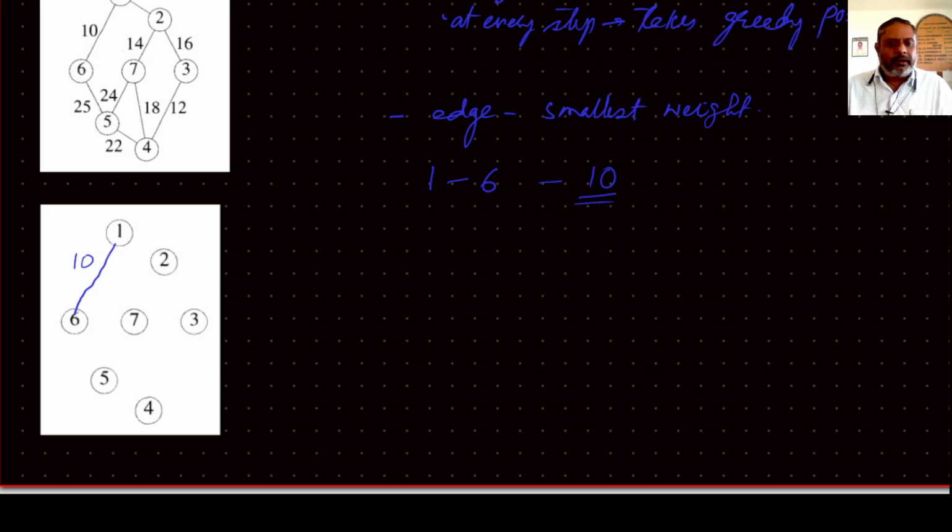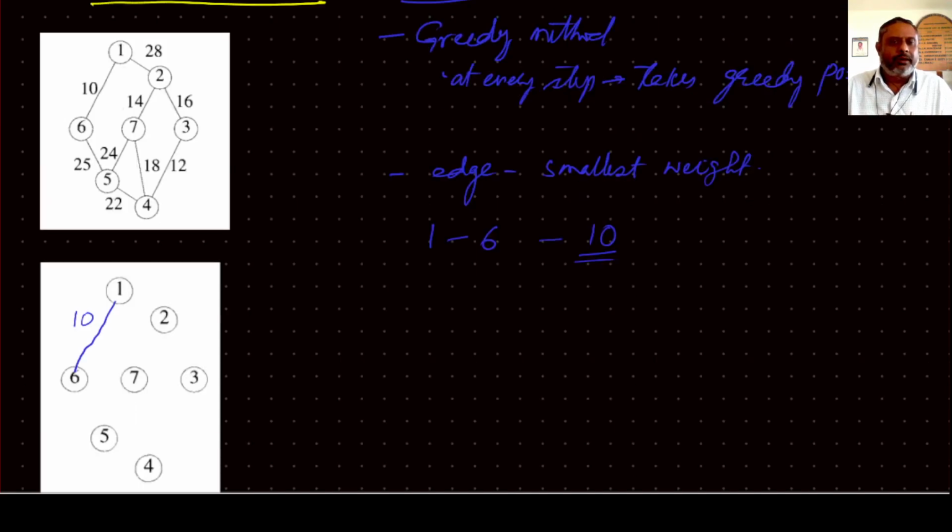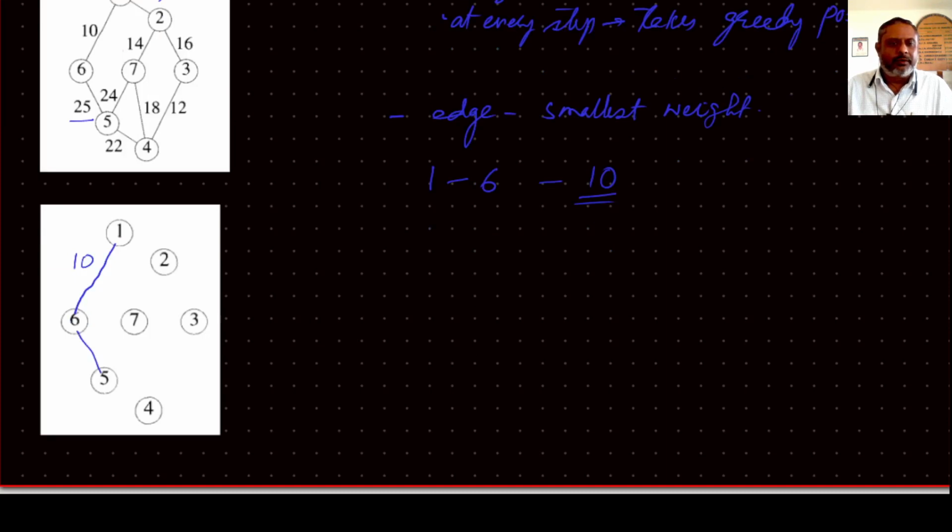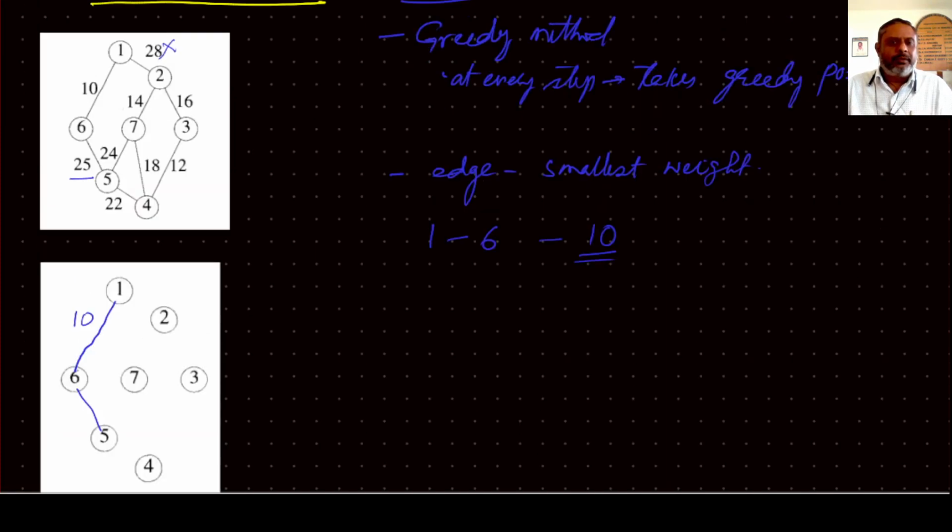And a linear structure is tried to be formed through extension of the ends. Let's see, if I extend from 1, it can go to 2, and the weight is 28. And if I extend from 6, it goes to 5, and the weight is 25. And of course, 25 is a better choice than 28. Therefore, we extend from 6 and go to 5. Now from 5, what all options open up?